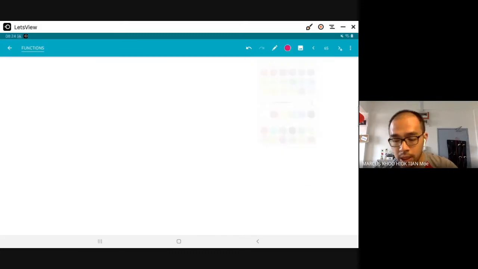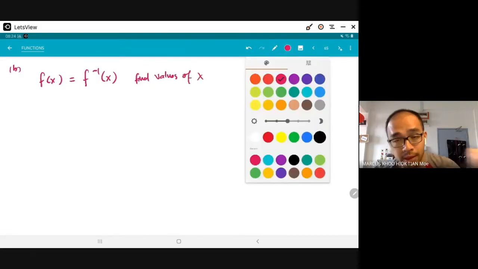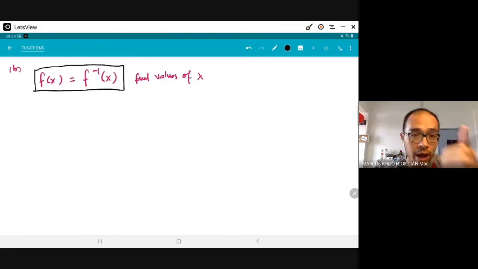Okay, question B. The values of x such that f(x) equals the inverse of x. So find the values of x. Okay, so when you see something like this, the first thing you do is start from this sentence. Do we have f(x)? We have. Do we have the inverse of x? We have, we just found it. So we substitute them in first.